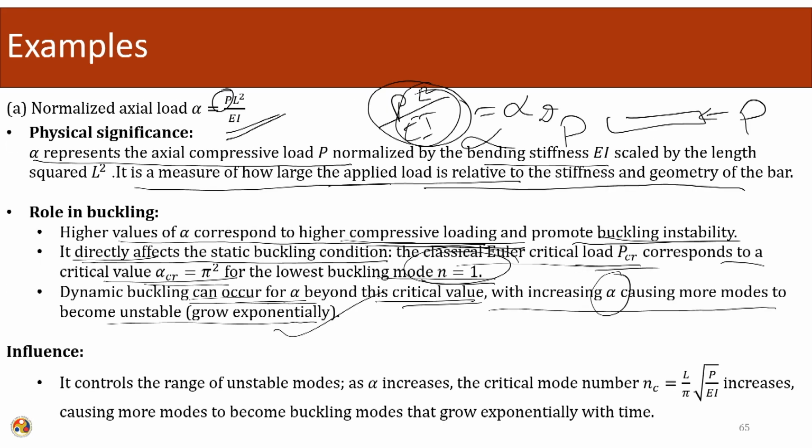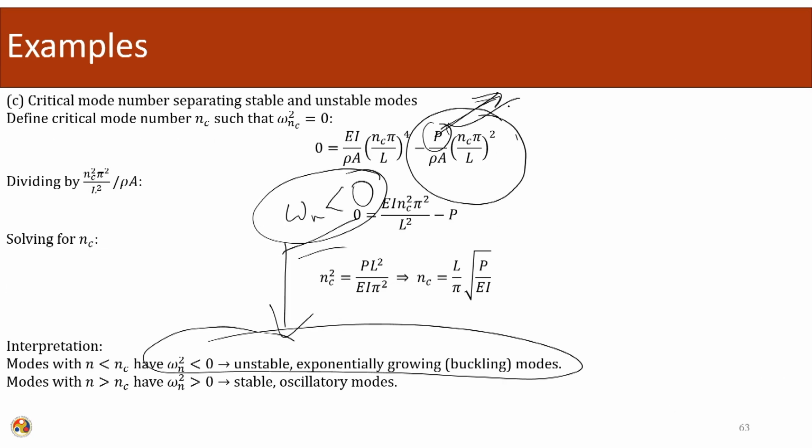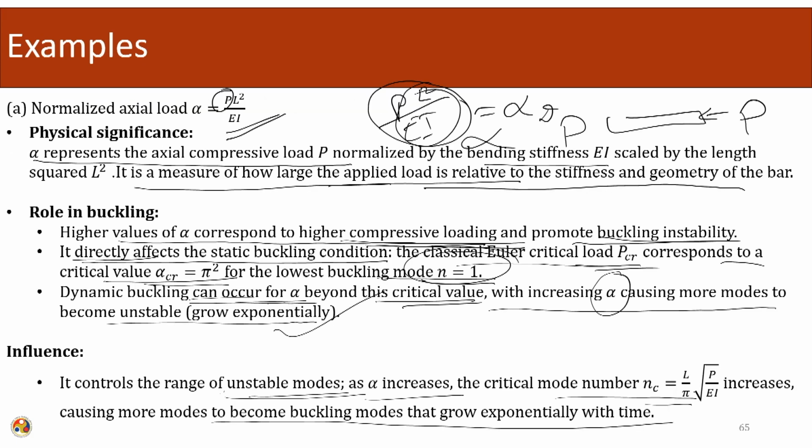Influence. So, alpha controls the range of unstable modes. Higher the value of alpha, higher the value of P, and it is more likely that more number of omegas are unstable. So, as alpha increases, the critical mode number NC increases, causing more modes to become buckling modes that grow exponentially in time. Simply by looking in this equation, we can have this inference. P increases, more number of omega n becomes less than 0. It means that more and more modes are forced into the unstable buckling modes.